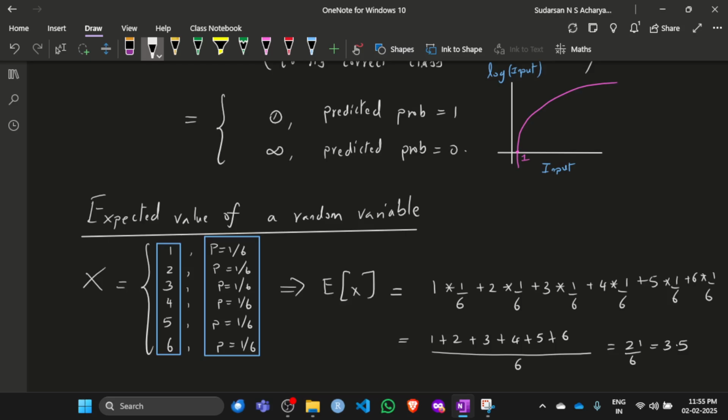Right? So there is no value 3.5 that will show up when you roll a die, right? What that number 3.5 means is if you were to roll the die a large number of times and then average out the values that come out, you will see the average turns out to be 3.5.